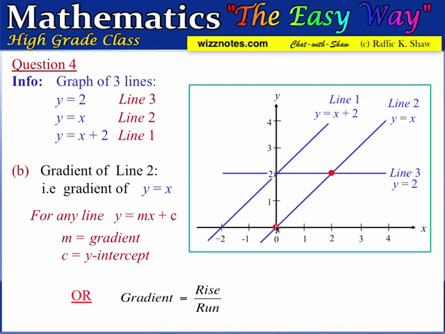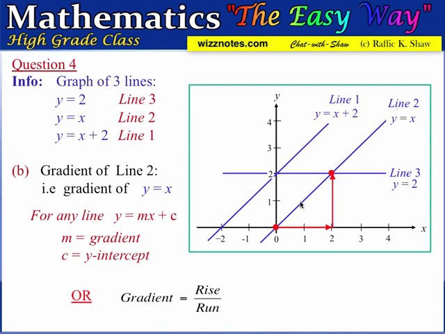So this point is at the origin (0, 0), and this point is the point (2, 2). If we look at the number of units that we rise from this point to this point, and also the number of units that we run from this point to this point, then we could calculate the gradient by dividing the rise over the run. And let's show that. So this is the run and this is the rise.